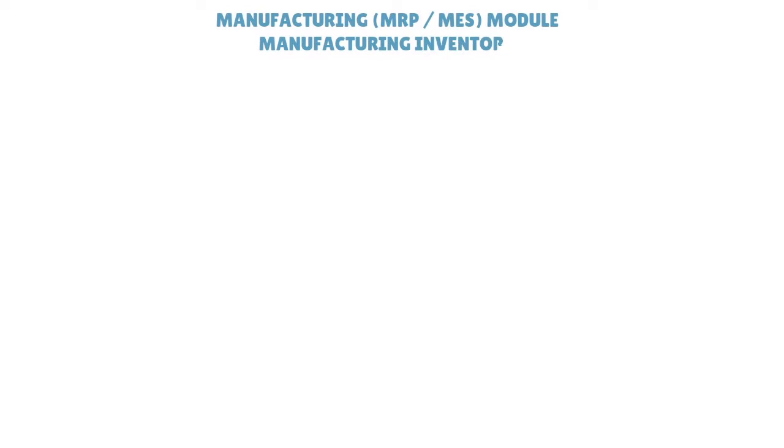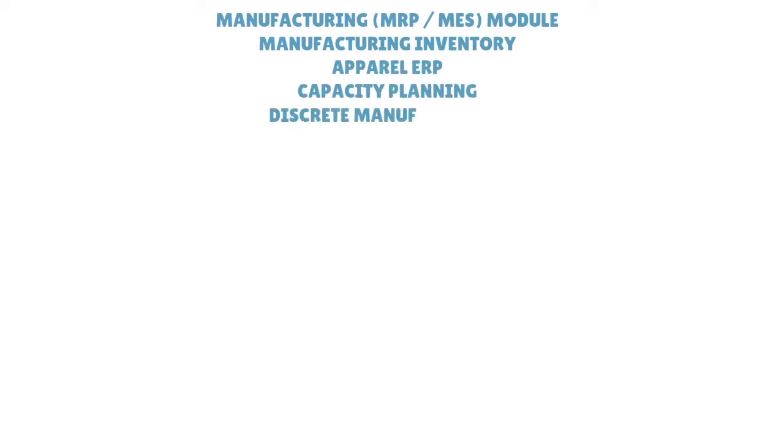You have a manufacturing MRP MES module within MAUS. You have manufacturing inventory. If you go with MAUS, you have different categories. You have ERP, you have capacity planning. So you have discrete manufacturing.